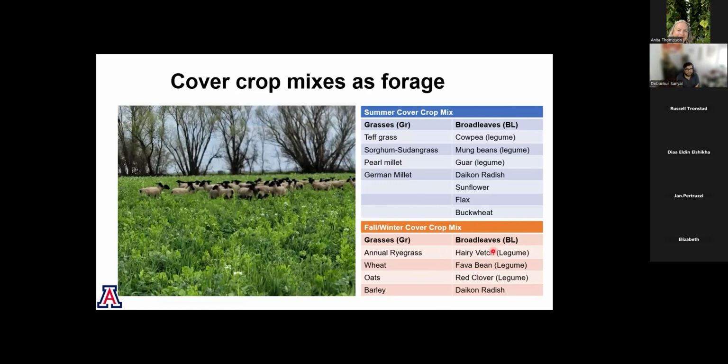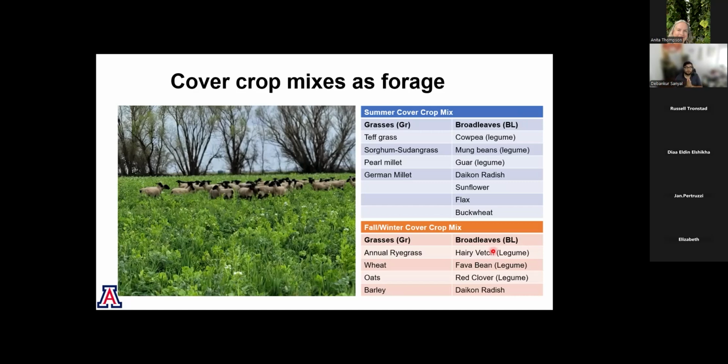Now, this photo, as you can see, sheep grazing on it, is not from Arizona. This is from Northern California near the Davis area. I was attending a workshop and they showed me this, and I can find some photos from Arizona. It's just probably the better resolution photo I have. But there are places in Arizona where people do graze sheep and goats on cover crops. Those cover crops don't look this lush, maybe because we don't get as much rain or water. But yeah, we tried growing all these different crops and successfully grew most of them.